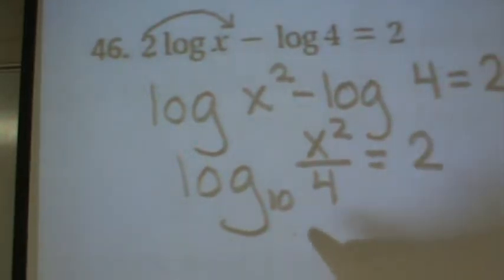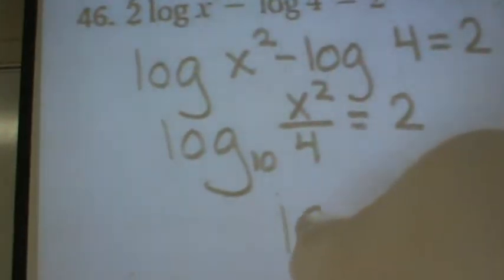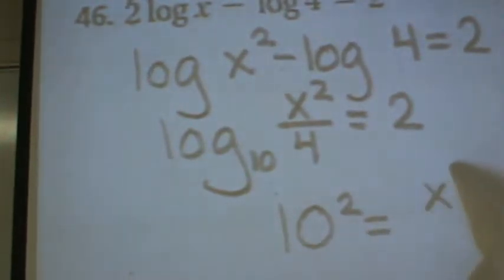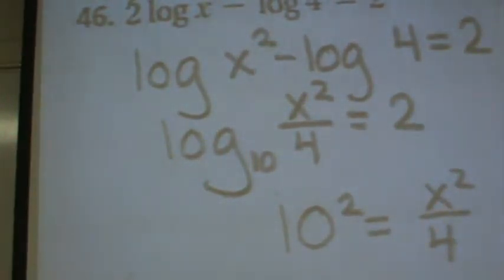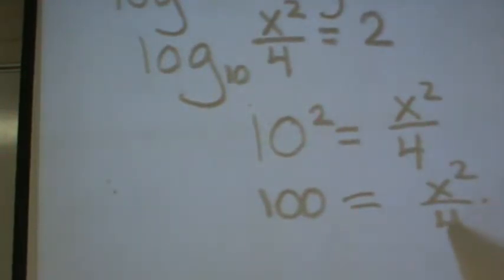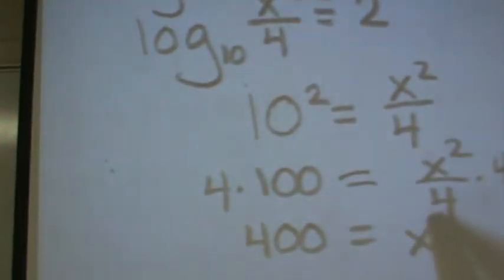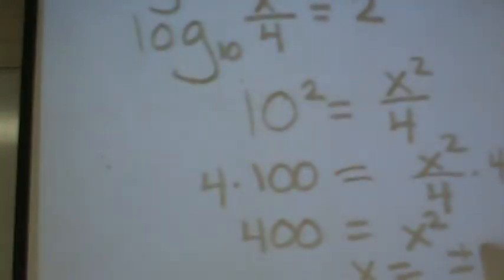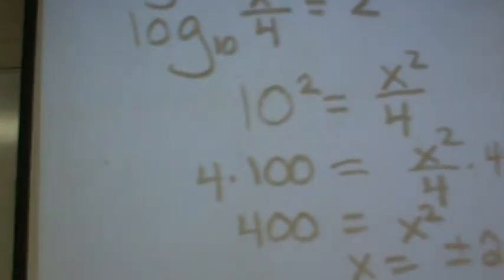They are getting more challenging. 10 to the second power equals x squared over 4. Can you cancel the square? No, you're going to convert this to 100. Is everyone okay with 10 squared is 100? Now, you could multiply both sides by what? 4. So 400 is x squared. And then you take the square root of it. Now, here's something we haven't talked about. There are two answers here, plus or minus 20.